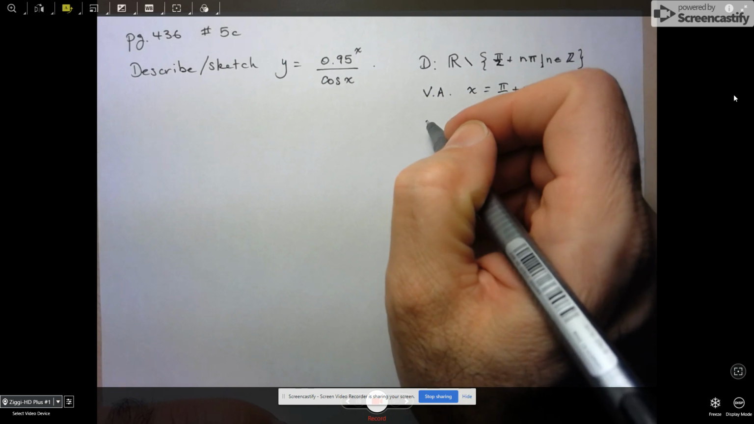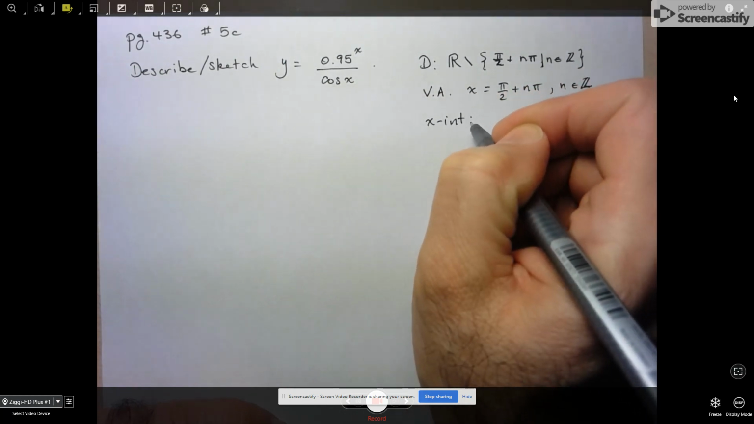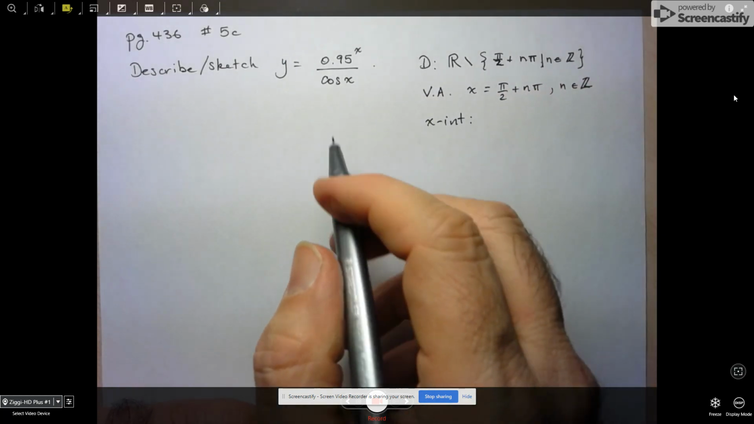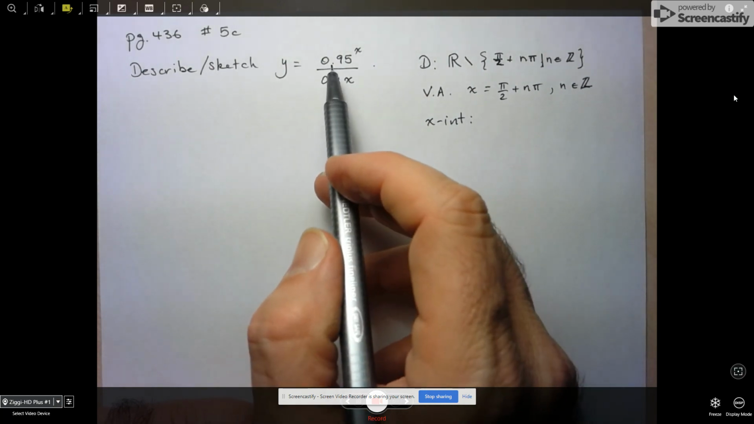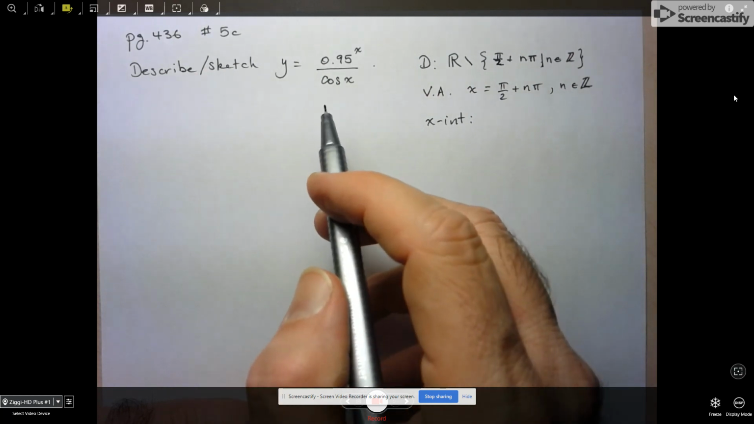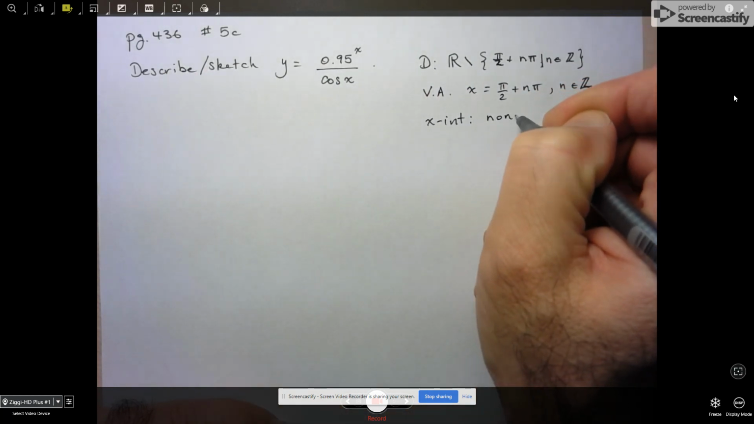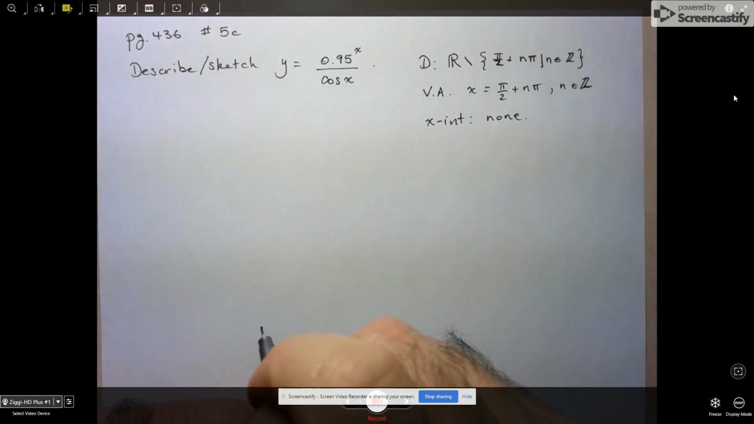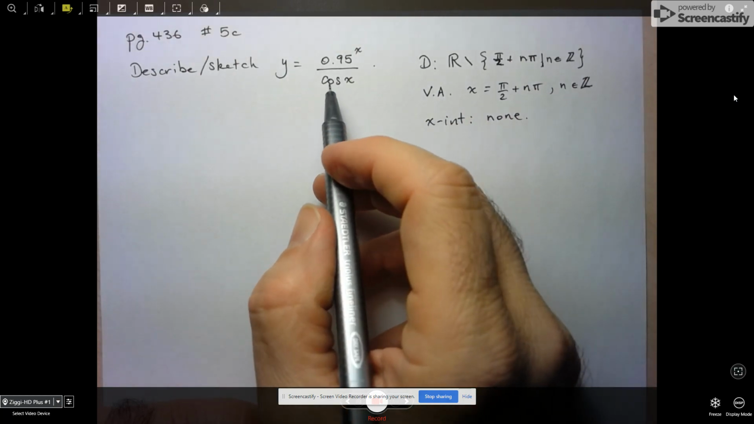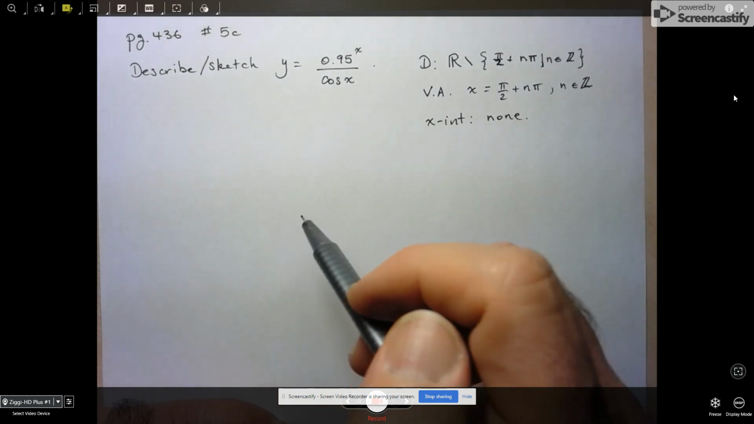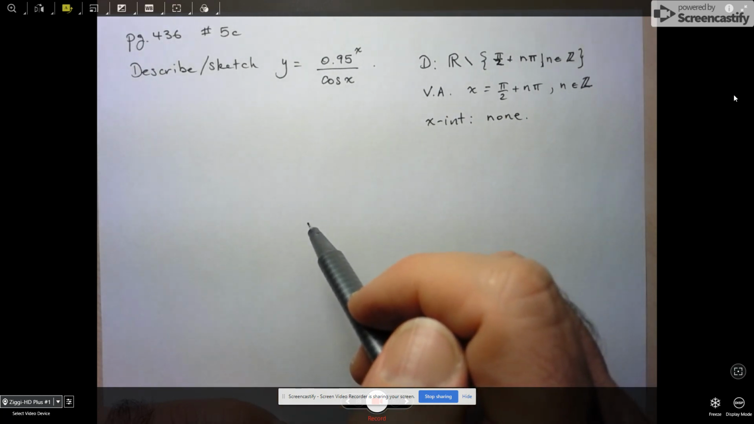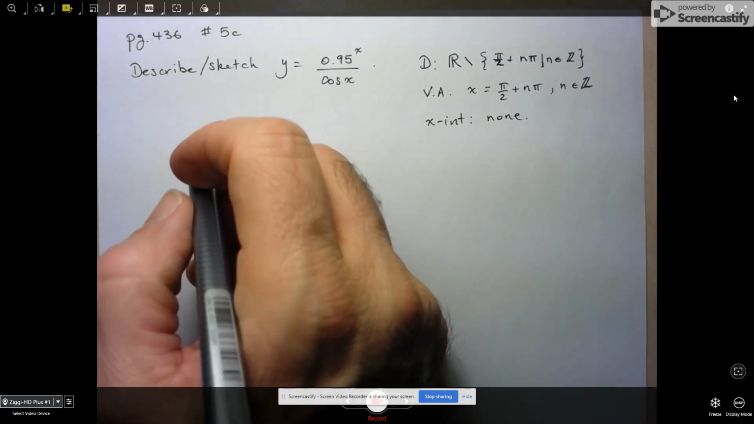All right, so let's look at the x-intercepts. Since this is a quotient of two functions, I need to see where that numerator is equal to 0. And of course, we just talked about that. 0.95 to the x is never equal to 0, so there's no x-intercepts. All right, so let's start talking about the nitty-gritty of the function here. Now we know end behavior is going to be a bit of an interesting one because of this cos x. But let's actually start seeing if we can graph and determine the behavior of this function.